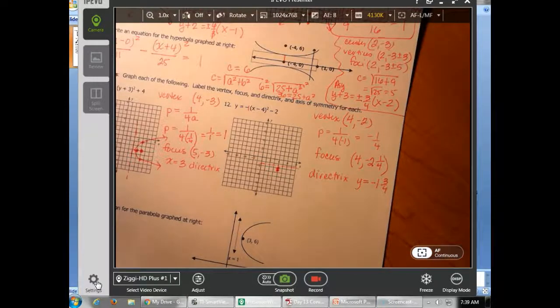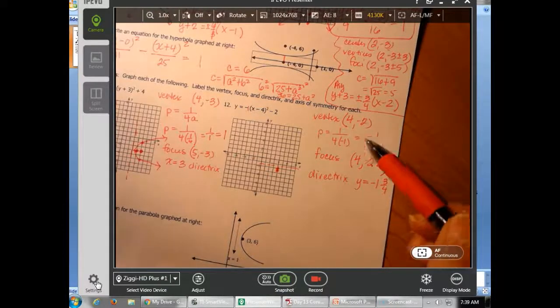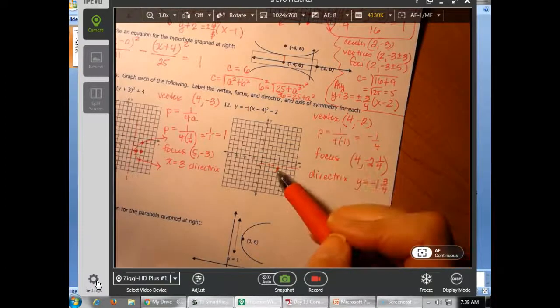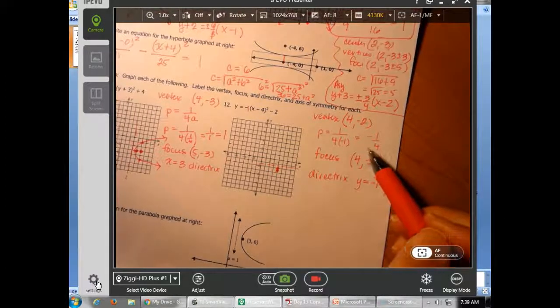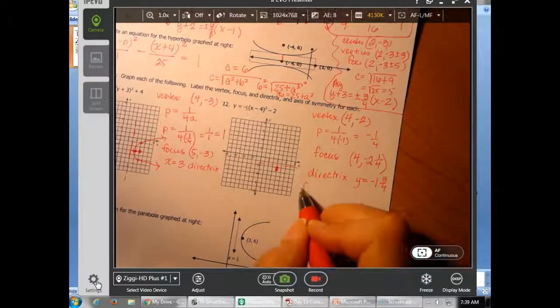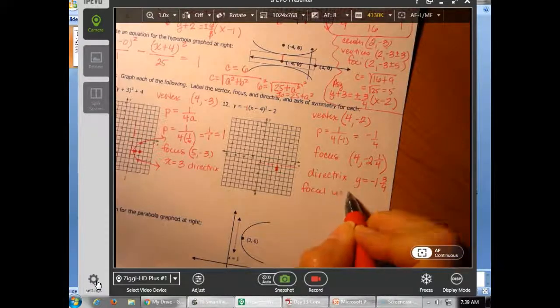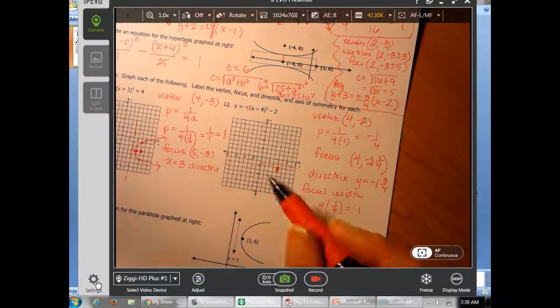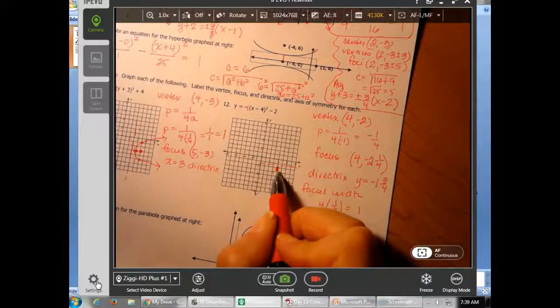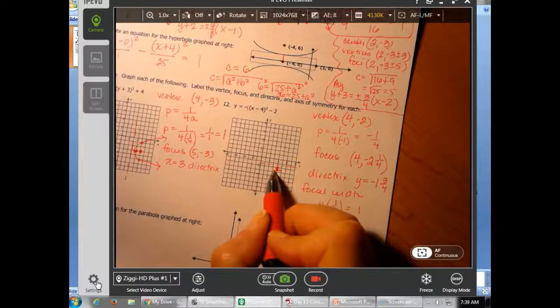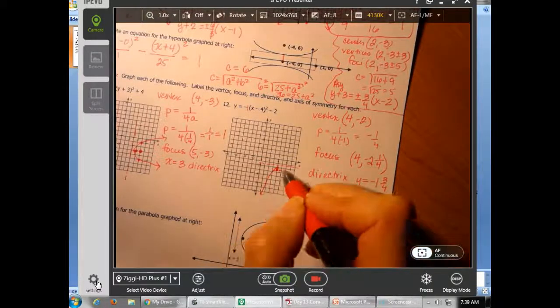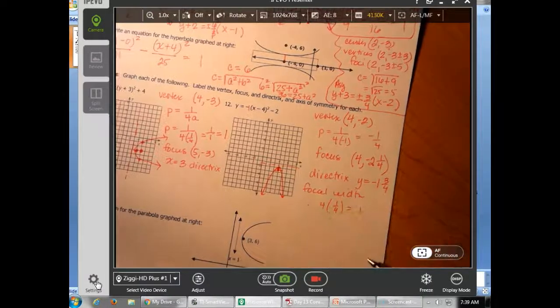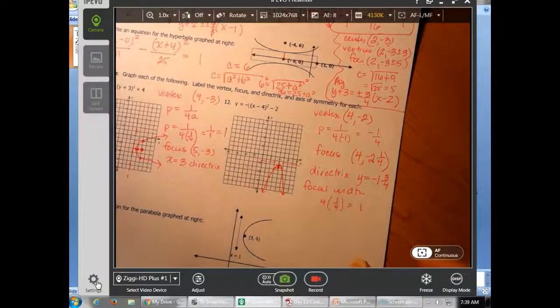So the only other thing we need to do is graph it, and I know p is 1/4 down. That means if I multiply that by 4, I get the focal width. 4 times 1/4 is just going to be 1. It's a really, really tiny little movement. Remember, the focal width will go from the focus point, so it's really skinny. So that is what that one looks like. Okay, almost done.